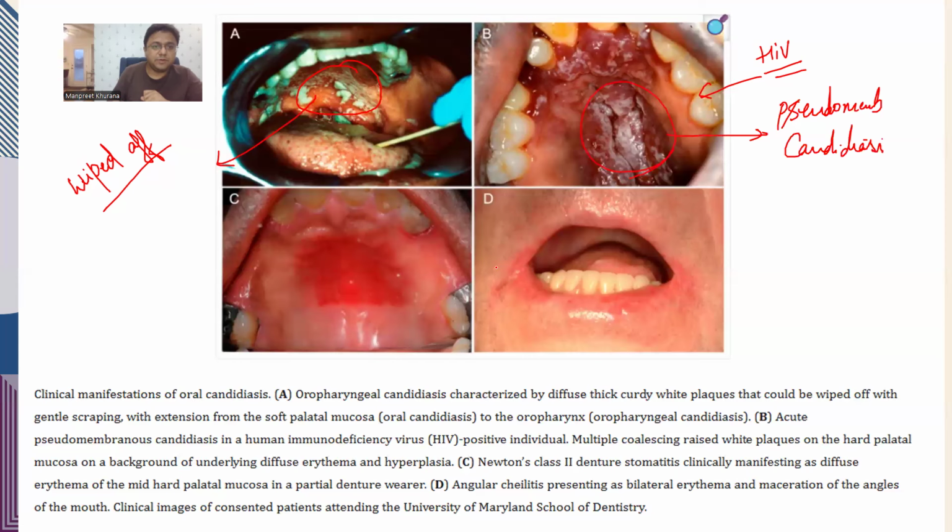Now, in picture number 3, we have the third one. The third one is Newton's class 2 denture stomatitis, clinically manifesting as diffuse erythema. Whenever we talk about denture stomatitis, it is characterized as a diffuse erythema on the mid-palatal mucosa in a partial denture wearer. Then in the fourth picture, we have a case of angular cheilitis.